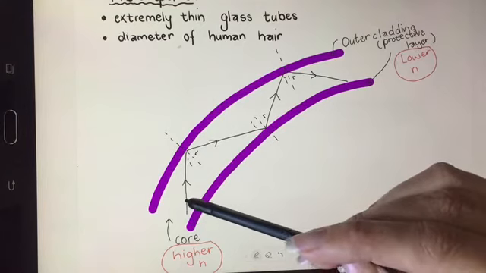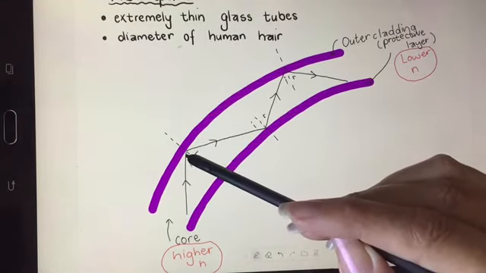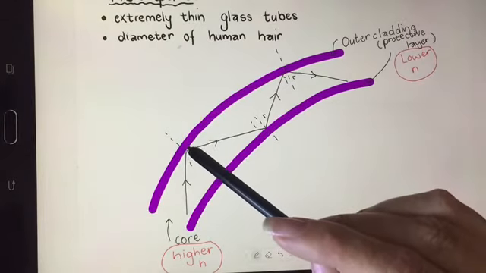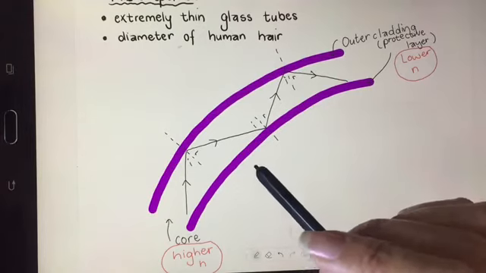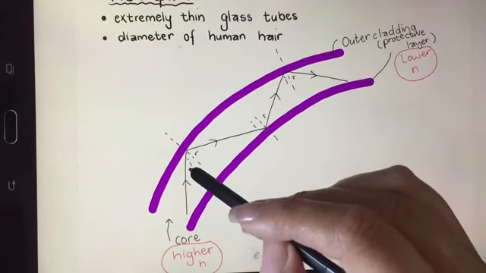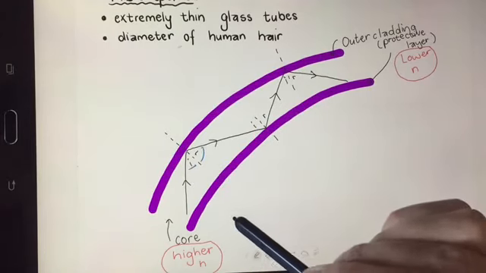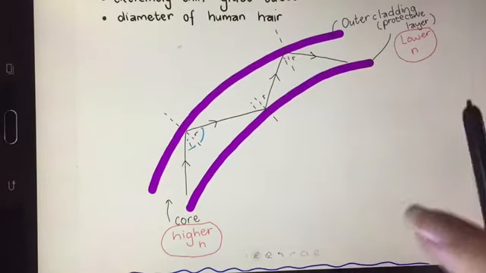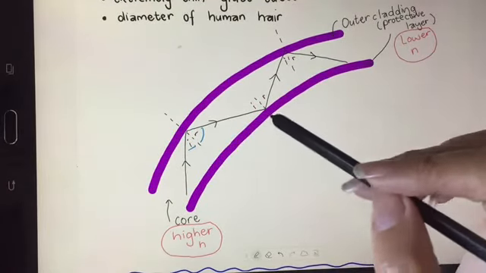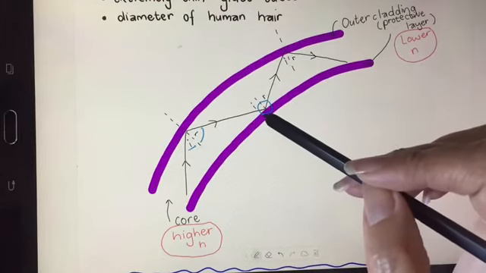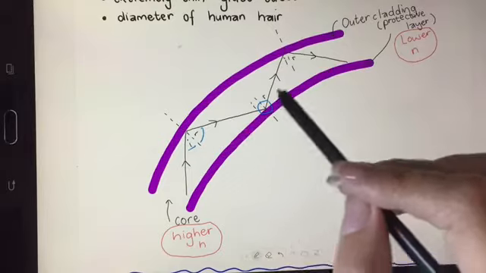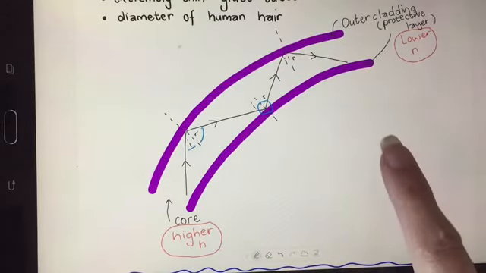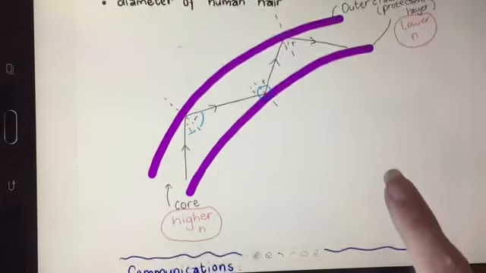So light is traveling from higher refractive index into lower refractive index, but what actually happens over there is total internal reflection, and I've got an angle of incidence which is equal to the angle of reflection. And then over here, same thing happens, total internal reflection, it bounces off the inside surface and again, and that is how the light travels through the optic fiber.